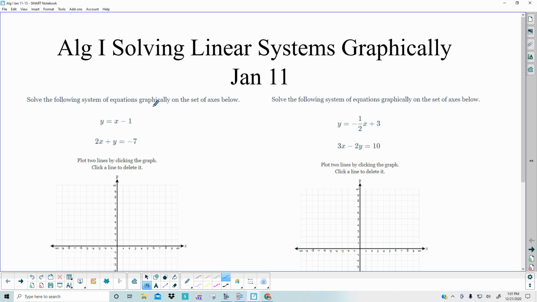And what you guys are going to do is graph both of these lines in order to find the answer where they touch. So again, it's solving a system graphically. You're going to graph these two lines. What you should notice is one of them is already in slope-intercept form. The other one's in standard.